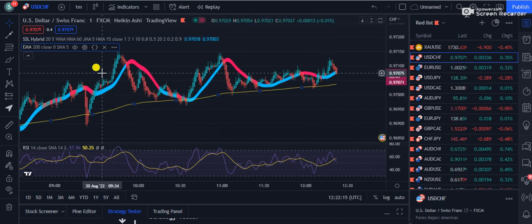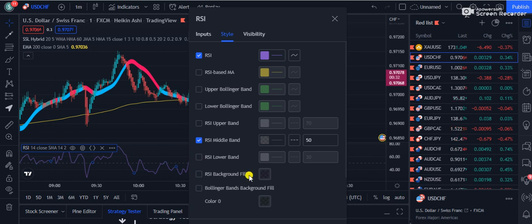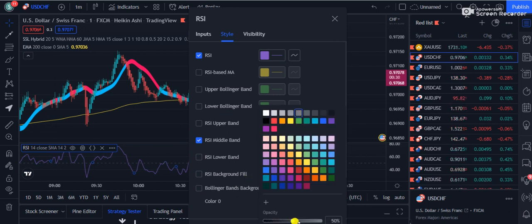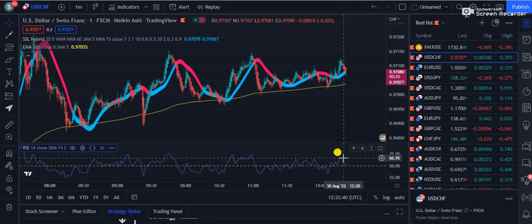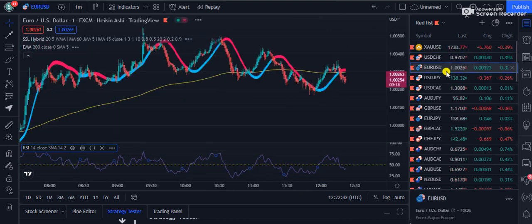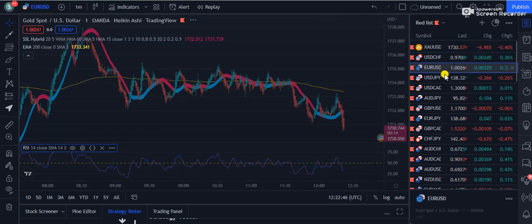Okay, so the two indicators are done. So right now I have the settings for the third indicator. Go to the RSI, just keep the RSI and RSI middle band, uncheck all others, right? Okay, so uncheck all others. Okay, and if I go to the middle band, I'm going to give it a yellow color and set the opacity to 100 like this. Okay, now my trade setup is completely ready to trade, and I can use this setup very well, right?